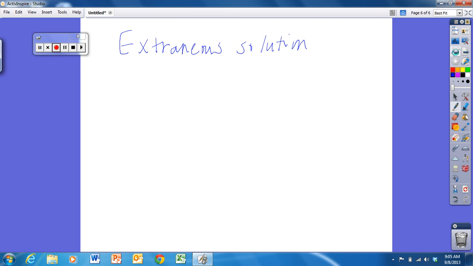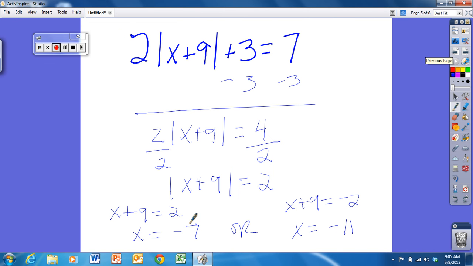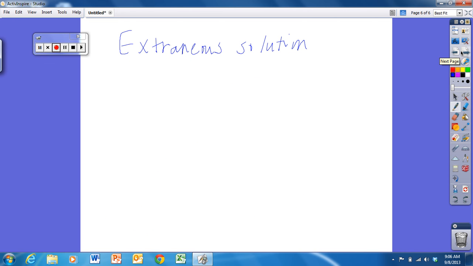For instance, if we go back, if we plug in negative 7 up here, negative 7 plus 9 is 2. The absolute value of 2 is 2. 2 times 2 is 4, plus 3 is 7. That works. Here, if we plug in negative 11, plus 9 is negative 2, but the absolute value of negative 2 is positive 2, times 2 is 4, plus 3 is 7. So both solutions work. But what happens when you have a problem like this?